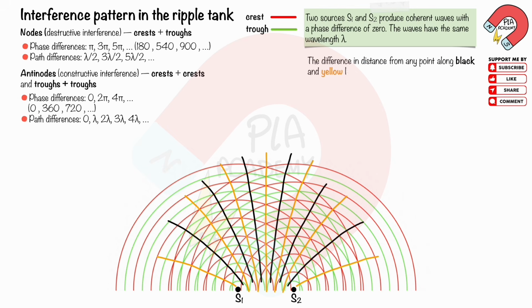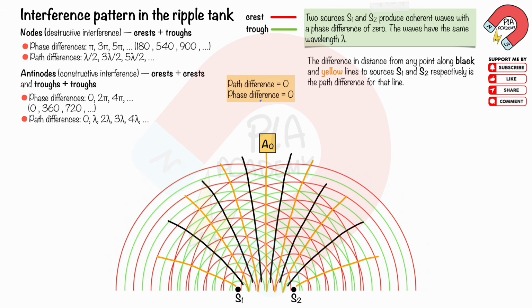The difference in distance from any point along the black and yellow lines to sources S1 and S2 respectively is the path difference for that line. The central yellow line marks the zero-order antinode A0. At this antinode, both the path difference and the phase difference are 0. This means that the distance from any point on this line to the two sources, S1 and S2, is equal. For example, at point A on this line, the distance S1 to A is 5 lambda, and the distance S2 to A is also 5 lambda.